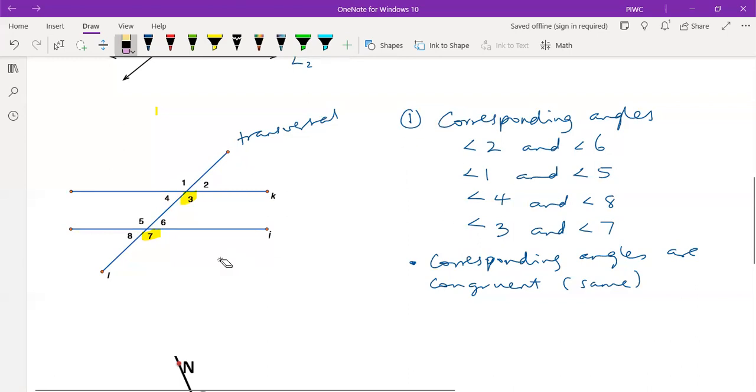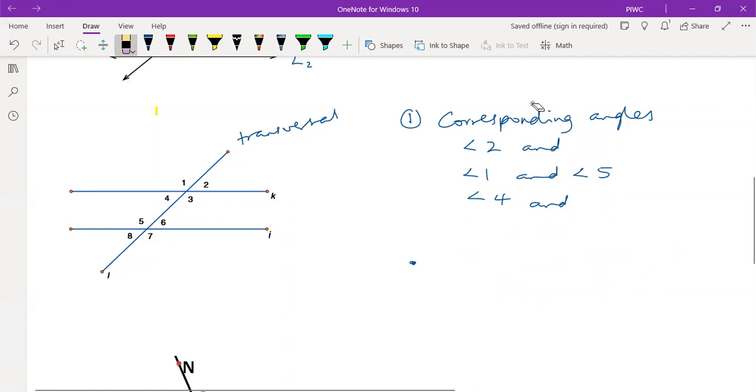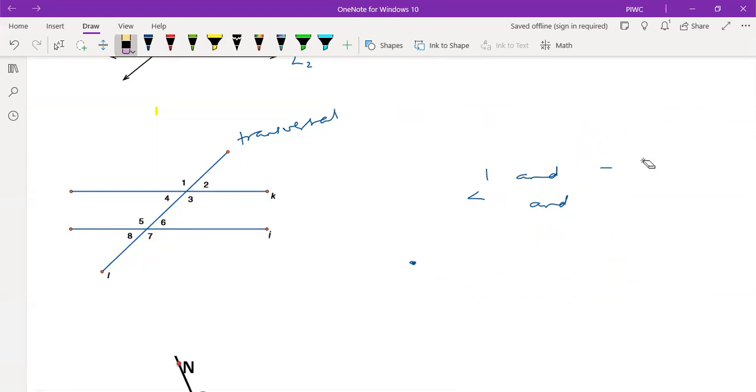The other angle we're going to look at will be the alternate angles. So let's look at the alternate angles. What are alternate angles? They are angles that occur on either side of the transversal. Okay. And there are two types that we're going to look at.